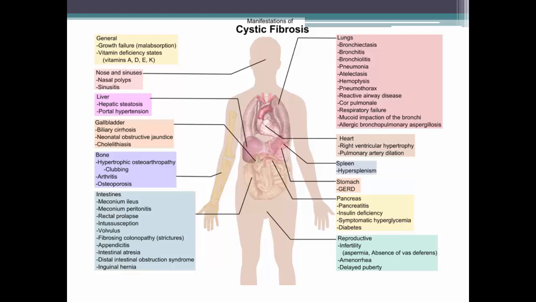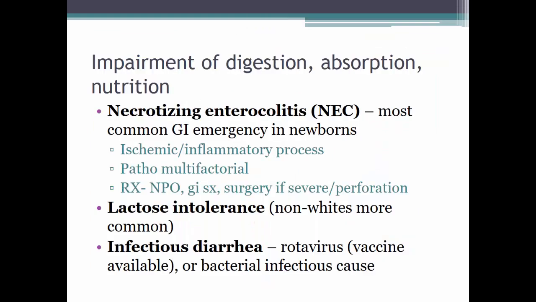In the gallbladder, they tend to have cholelithiasis, cholecystitis, obstructive jaundice, and even biliary cirrhosis. Portal hypertension associated with it, nasal polyps and sinusitis, and even failure to thrive, malabsorption syndromes, and vitamin deficiencies as well.